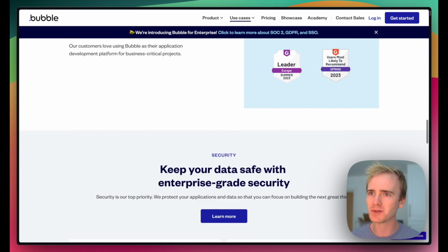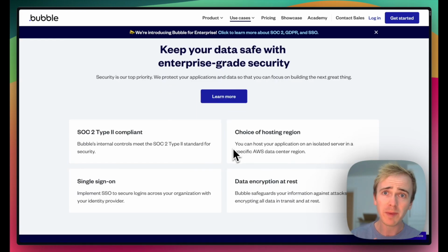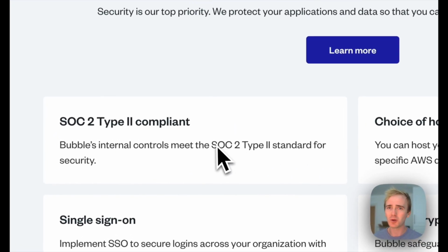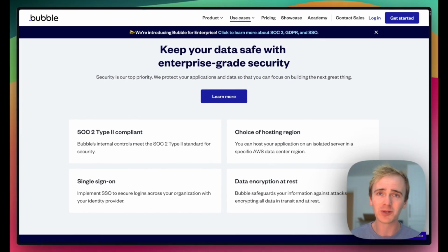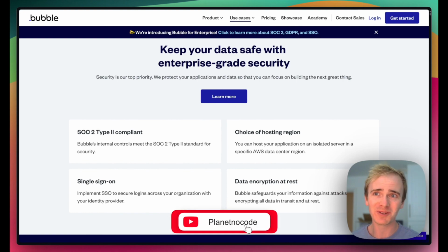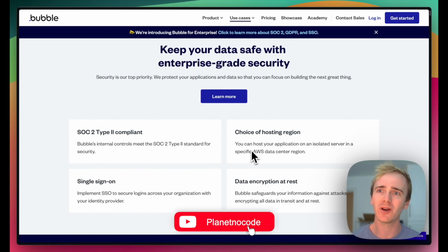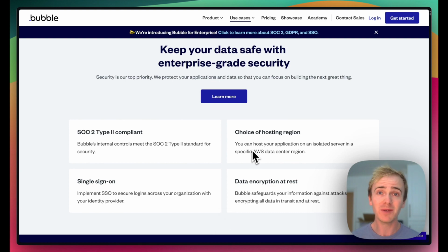All the usual stuff, but I think what people are going to be most interested in is SOC 2. I'm in the UK, in Europe, so that's not really a thing for us. We've got other policies, but I listen to This Week in Startups, and so I hear a lot about SOC 2. Being able to pick hosting region, that maybe is more important for people in Europe who need to know that their data is hosted in Europe.